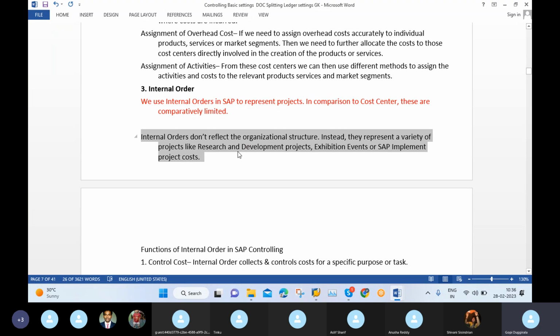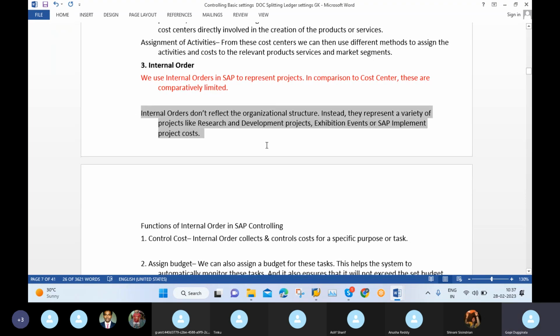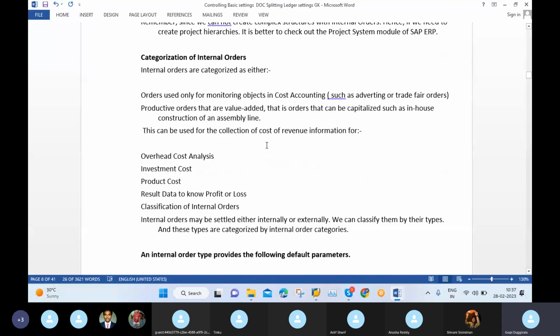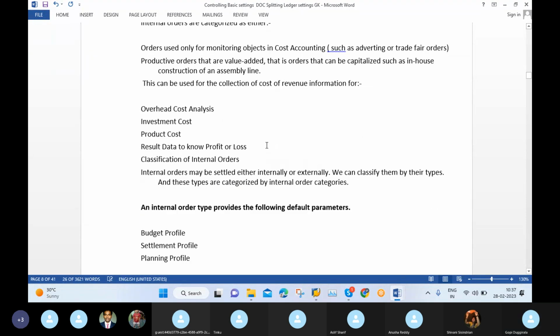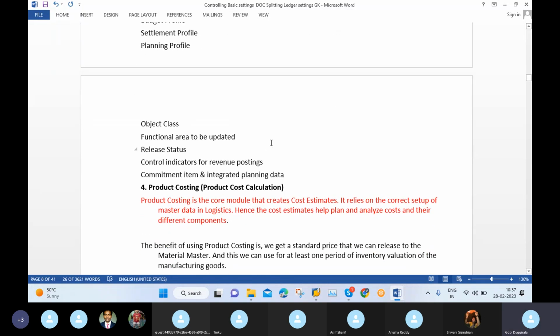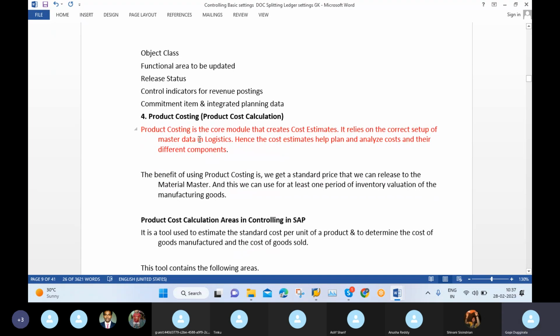Instead, they represent a variety of projects like research and development projects, exhibition events, or our SAP implementation project cost. These are all the different things in internal orders. And next, we have different types of internal orders. We can leave it right now. And we have different things also: budget profile, settlement profile, planning profile, object class, or whatever it is. And later we can discuss product costing.